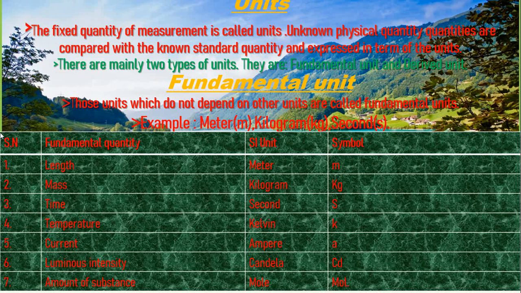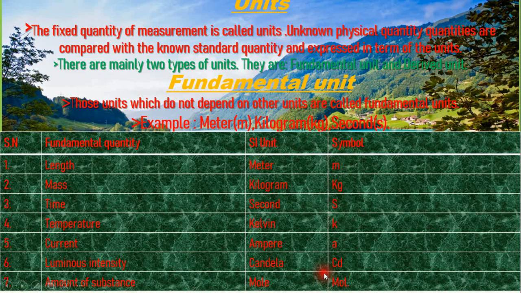All the units of the fundamental quantities are fundamental units. For example, here we can see that length is a fundamental quantity, mass is a fundamental quantity, time is a fundamental quantity, temperature is a fundamental quantity, current is a fundamental quantity, luminous intensity is a fundamental quantity, amount of substance is a fundamental quantity, and all the units of these fundamental quantities are fundamental units.